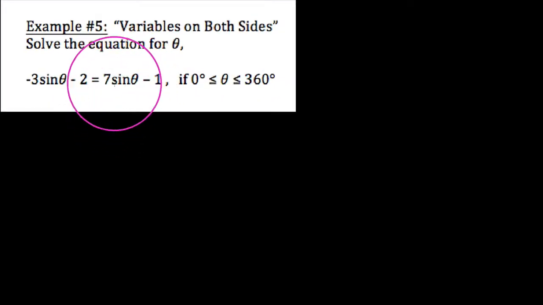I'm hoping to make this video quick. We're going to solve another trig equation, but I want you to notice the equation here. It has variables on both sides. We want to solve for the angle that would make this equation true, and I only want the angle in degrees between 0 and 360.